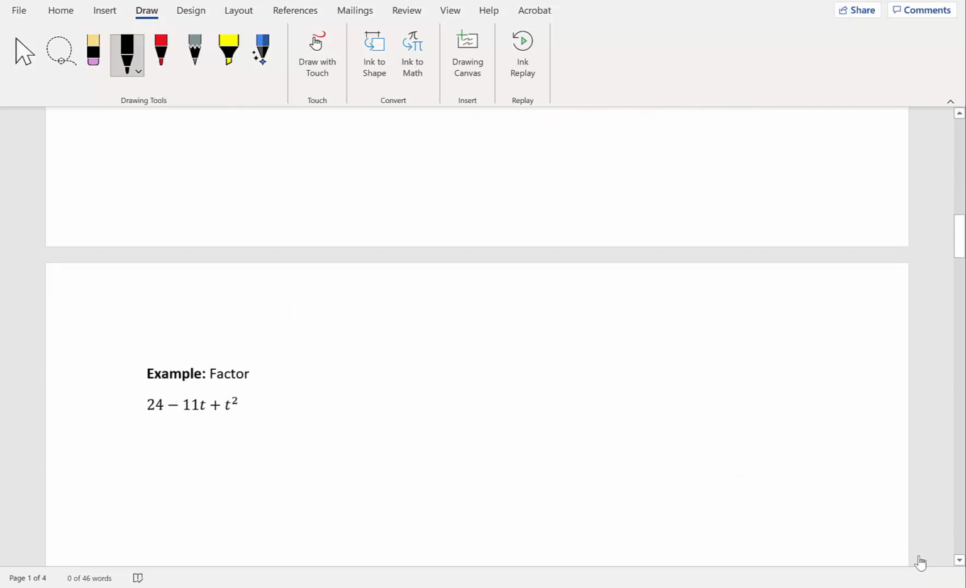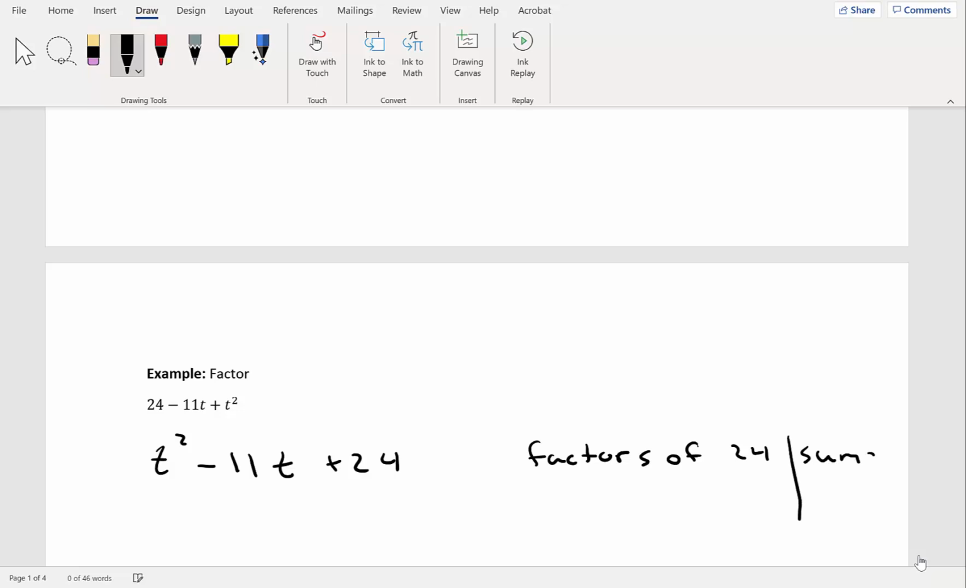Let's take a look at this next example. Now in this particular case, the trinomial that's given to us looks a little bit off just because it's not written in the correct order. So let's begin by rewriting it in descending order. So we have t squared minus 11t plus 24. Now we are looking for factors of 24, two numbers that multiply to give us 24, and then the sum here has to be equal to negative 11. So two numbers that multiply to 24 and add up to negative 11.